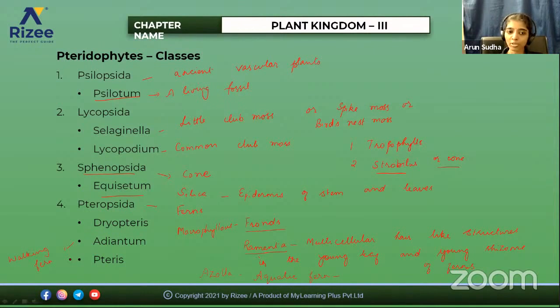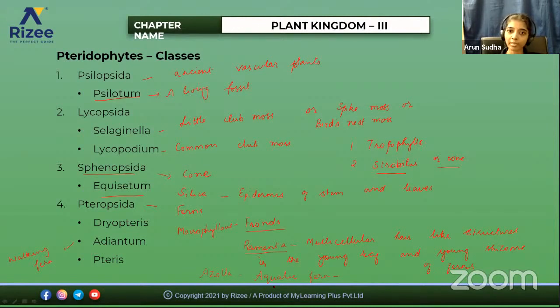In the case of Sphenopsida, they also have modified cone-like structures, for example Equisetum, and the epidermis of the stem and leaves has silica. This silica makes the surface so rough, and this is one of the reasons for fire, if two plants rub together. And then Pteropsida includes ferns: Pteris, Adiantum, and Dryopteris. The macrophyllous leaves present in ferns are called fronds, and ramenta are the multicellular hair-like structures in the young leaf and young rhizome of ferns for protection. Azolla is the aquatic fern, and Adiantum is called the walking fern.